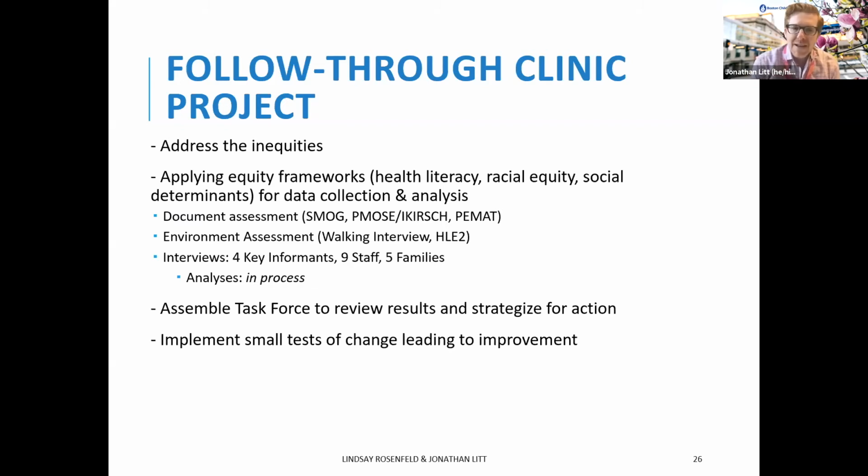We also had planned then to assemble a task force to review the results and to strategize for action to actually address what we found in terms of barriers. And then our goal is to implement small tests of change to hopefully lead to improvement in our primary goal, which is to be open, welcoming, and actually accessible to all types of families.